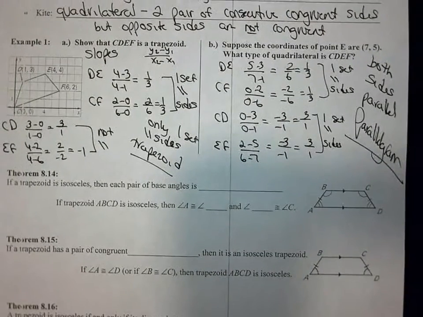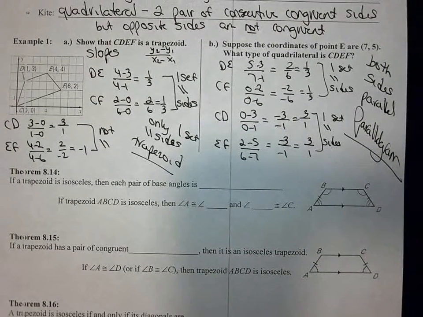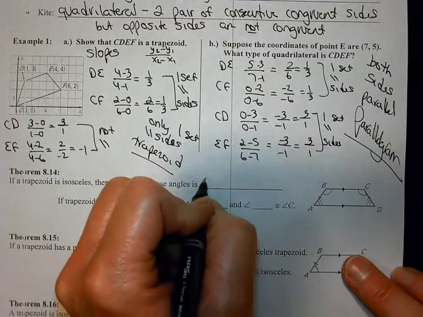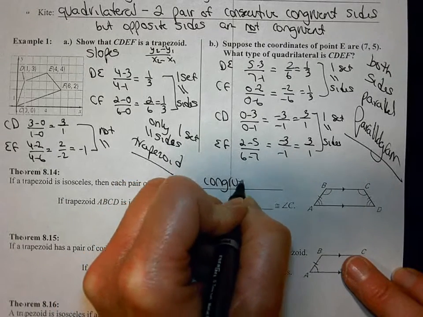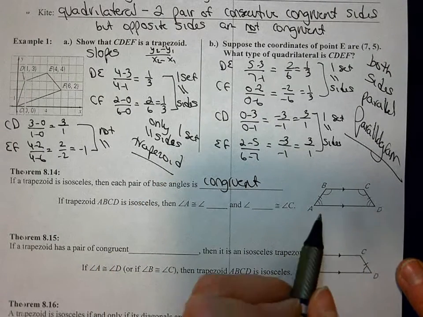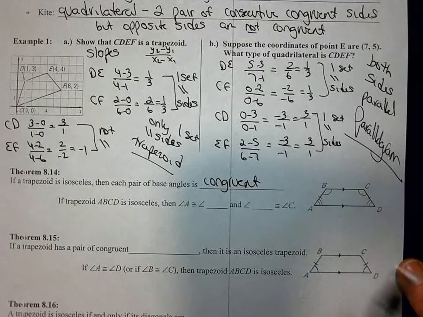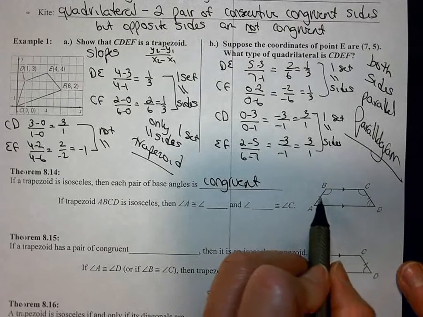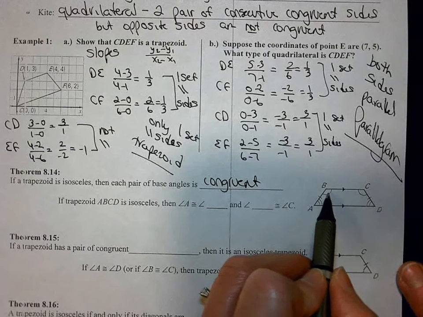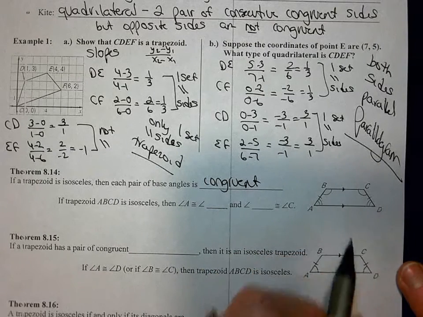Okay, if we take a look at the first theorem: if a trapezoid is an isosceles, each pair of the base angles is congruent. So here's a good picture for showing you the vocabulary up above. Here's the sides that are parallel. If it's an isosceles trapezoid, the two legs are congruent, and then here's the base angles. These two touch the top, these two touch the bottom.